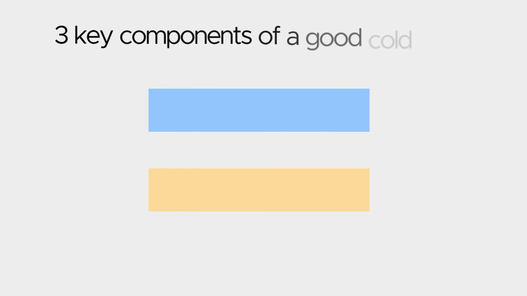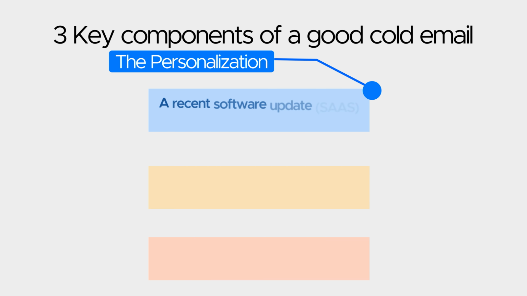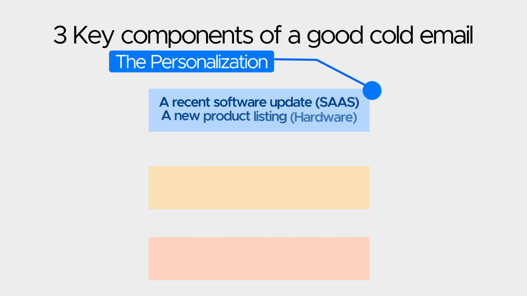Alright, instead of writing an email for my company here, I'll tell you the 3 key components of a good cold email. The personalization is the most important part. Do not pitch right off the bat. Instead, mention something specific, such as a recent software update for a SaaS company, a new product listing for a hardware company. It doesn't matter. Use something, anything that will show the lead that you did your research.